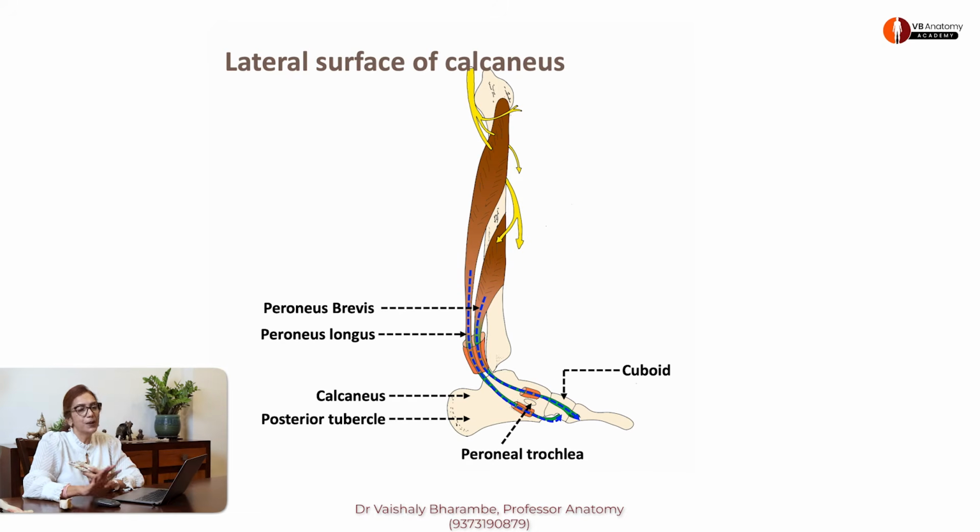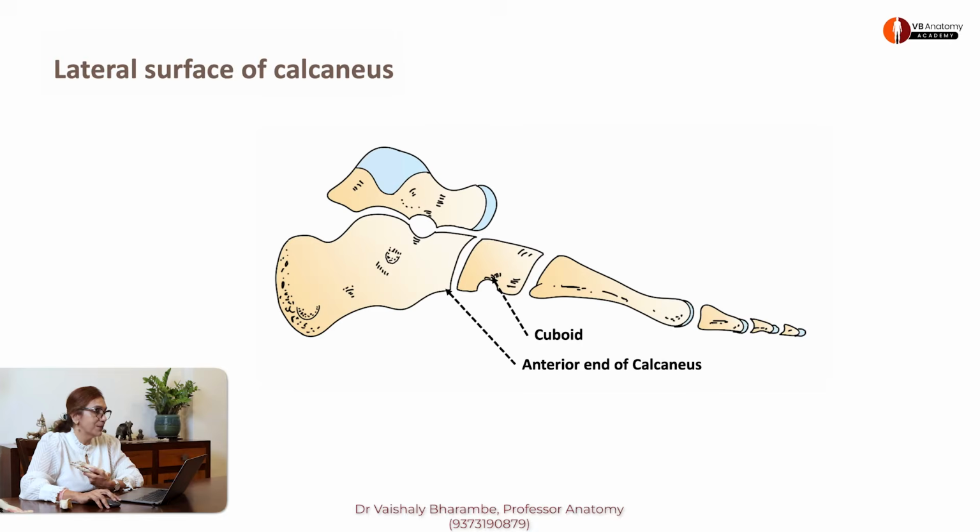There is a posterior tubercle as well, don't bother to learn about it. So here's your lateral surface of calcaneus, here's your peroneal trochlea, you can see 2 grooves above and below it.